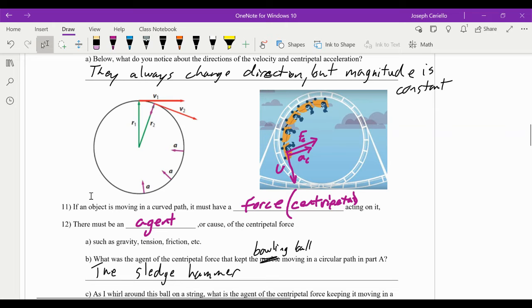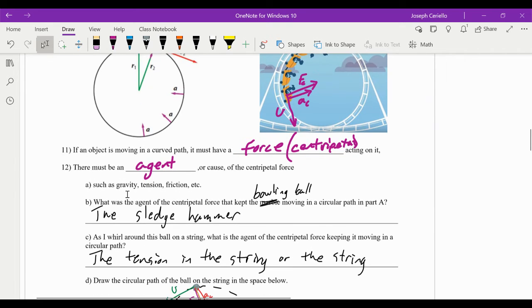Number 11 says, if an object is moving in a curved path, it must have a force, specifically a centripetal force, acting on it. But the centripetal force in and of itself isn't enough information to tell us what the force is. There is always an agent of the centripetal force, something that causes the centripetal force. For example, in the image above, the tracks keep and push the roller coaster carts in a circle.